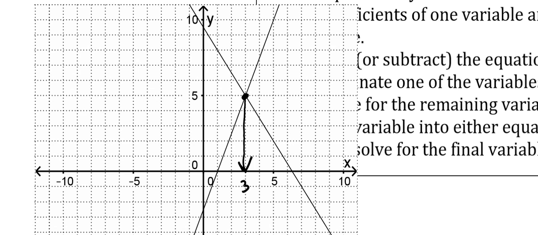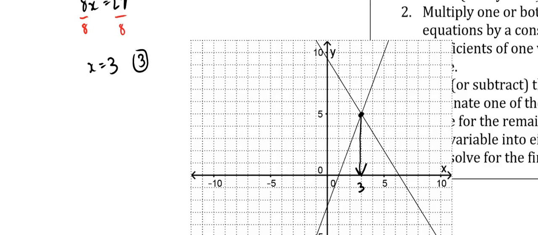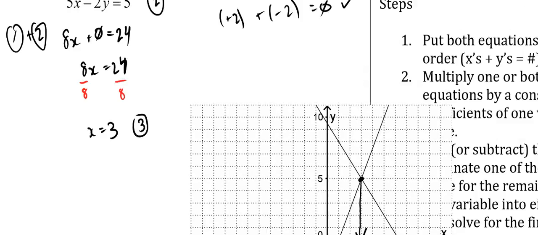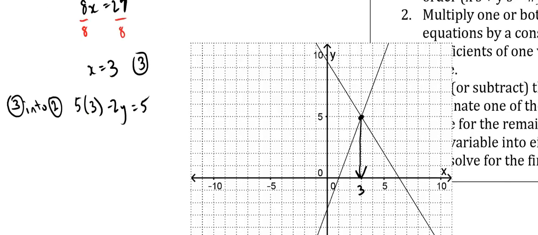I can see clearly on the graph what the y value is, but sometimes it's not a nice value, and we're doing this algebraically. So how are we going to do that? Well, pick your favorite equation from the top. I'm going to do equation 2, and I go 3 into 2. So I get 5 times x, which is 3, minus 2y equals 5.